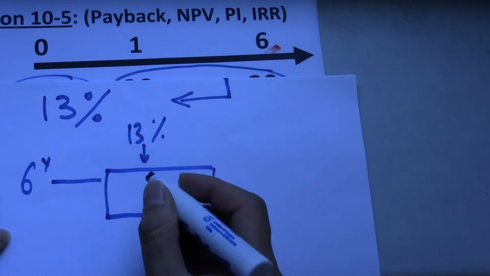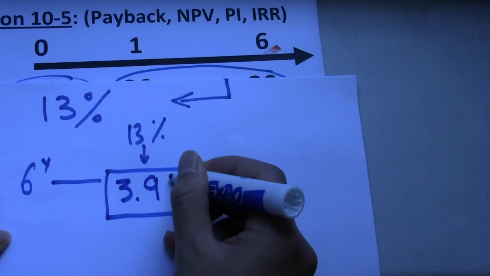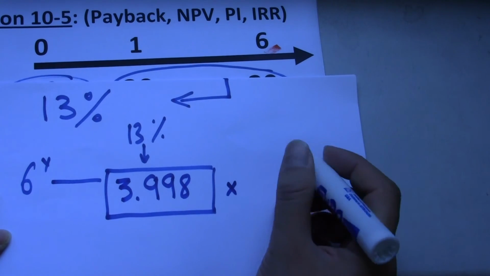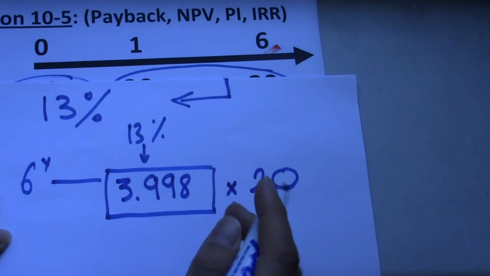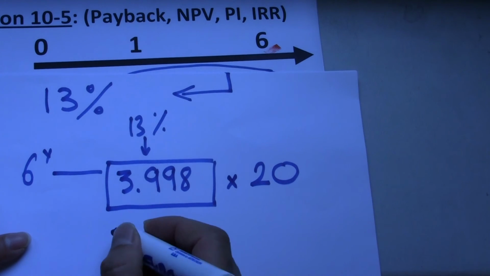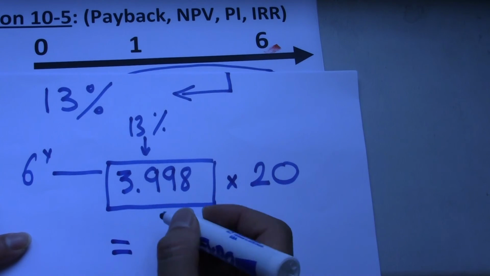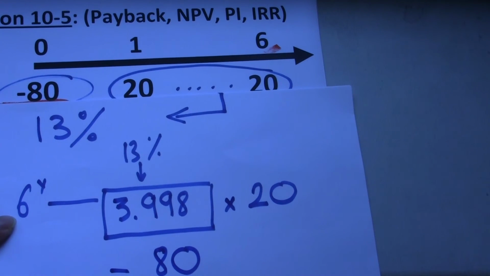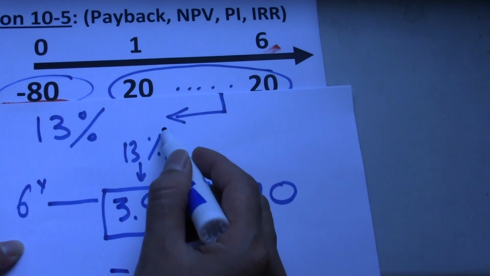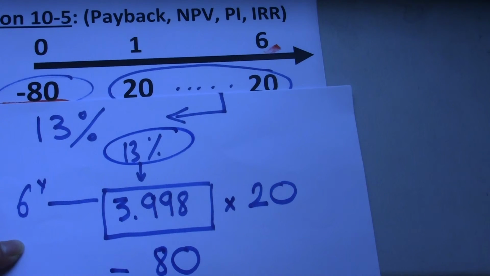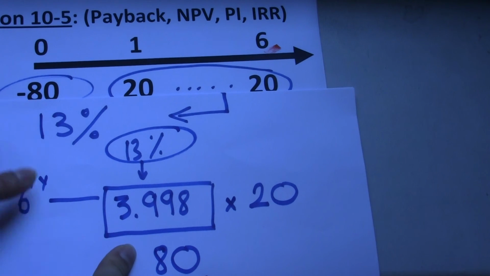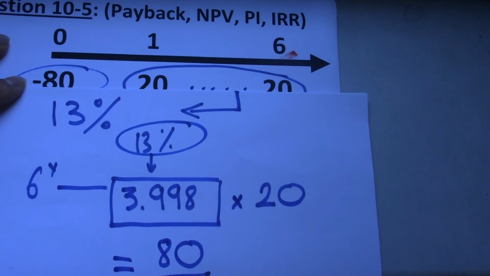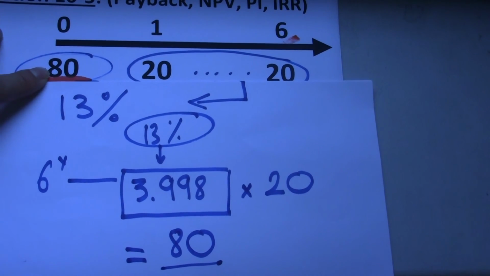It is 3.998, and then you multiply with the free cash flow of 20, so it will be equal to almost 80. So now you see that at the discount rate of 13%, the present value of all future free cash flow is equal to 80, which is the same as your initial outlay.